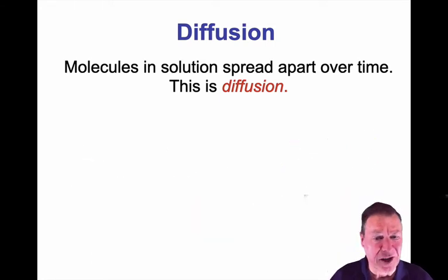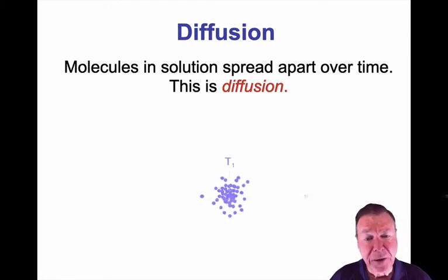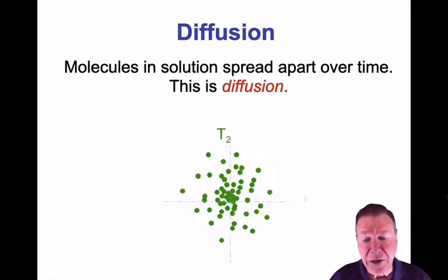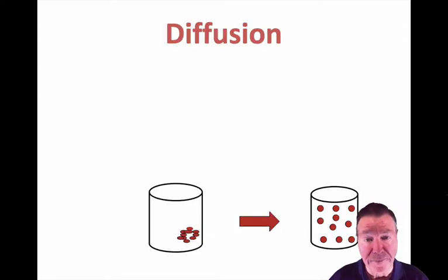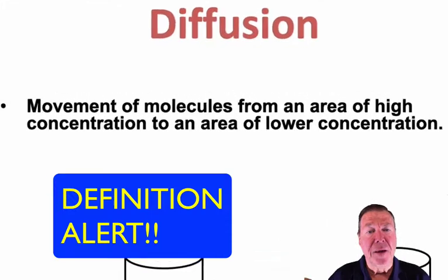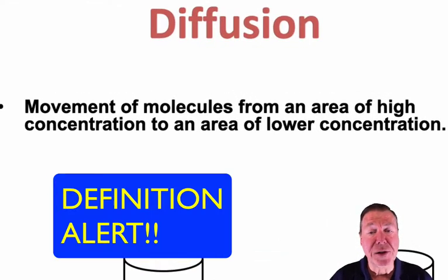Or we can look at it, same picture, just a different way of viewing it. We have them spreading out and continuing to spread out, and then continuing to spread out. And they will continue to spread out through diffusion, moving from an area of high concentration to an area of low concentration. So what is it exactly? Well, diffusion is the movement of molecules from an area of high concentration to an area of low concentration.